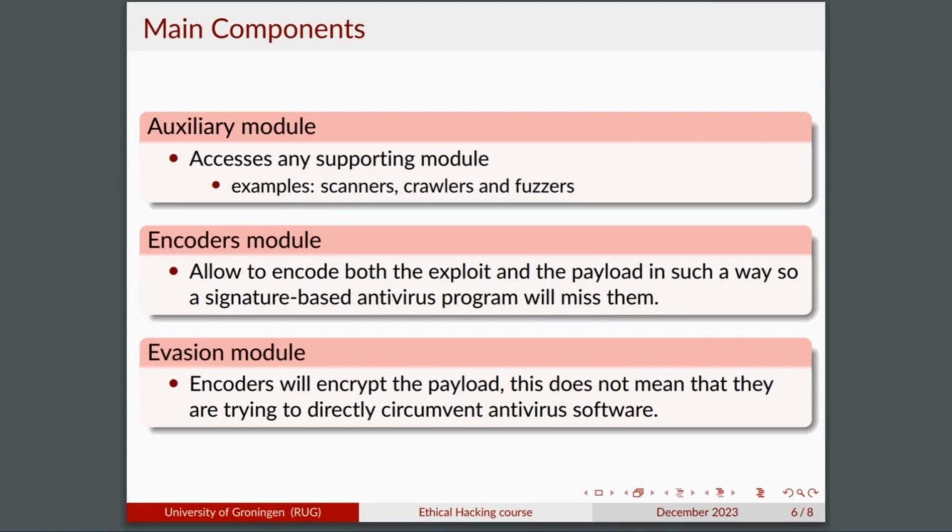Next, we have the encoders module. Encoders will allow you to encode both the exploit and the payload in such a way so a signature-based antivirus program will miss them. So the way this works is that antivirus and security programs that rely on signatures have a database of recognized threats.